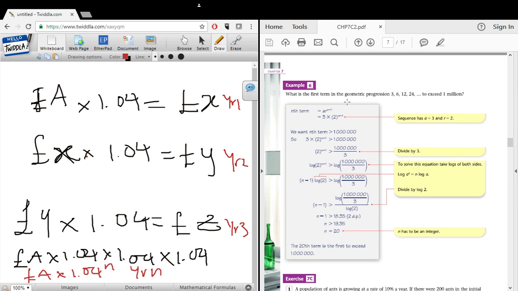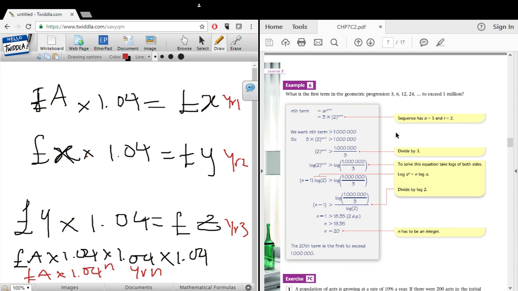And again, with example 6 here, they are asking you for the first term in the geometric progression to exceed 1 million. So they want you to find that nth term where the geometric progression first exceeds 1 million. Now here you can see that we have the first term, which is 3, and then r, again dividing the terms together, you get 2, to the power of n minus 1. I've already explained why. Now we want the nth term.